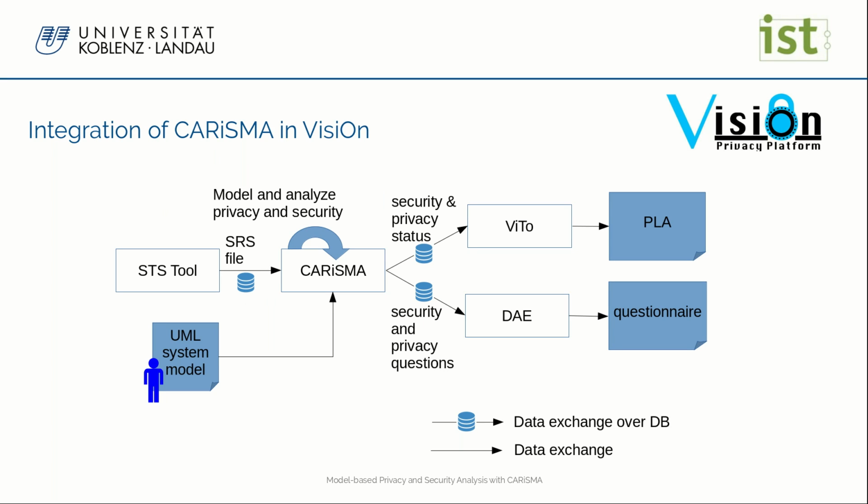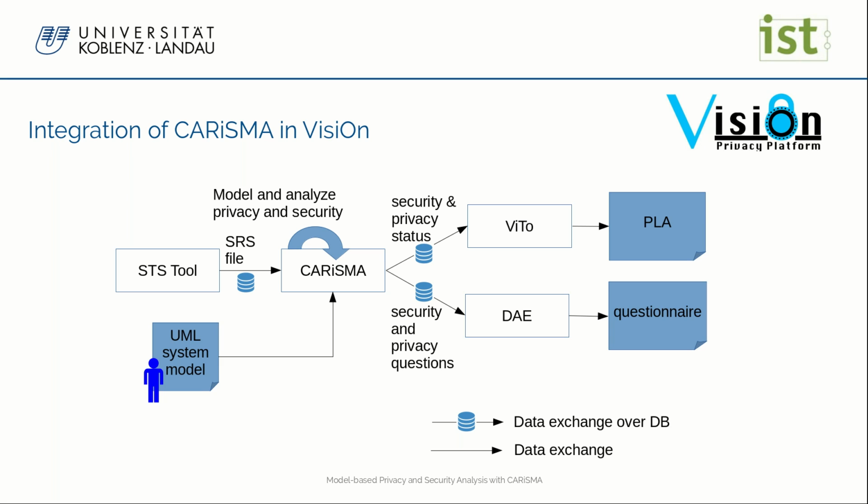Therefore, CARiSMA reads from the common database the output of the STS tool, which is located in the privacy requirement component. This output is analyzed for relevant privacy and security requirements, which are presented to a developer for annotating the UML system models of the public administration with UMLsec stereotypes. Furthermore, CARiSMA automatically generates an analysis configuration which can be used for analyzing the annotated UML models for relevant security and privacy properties. The analysis results of CARiSMA are shared with two other tools on the Vision platform.